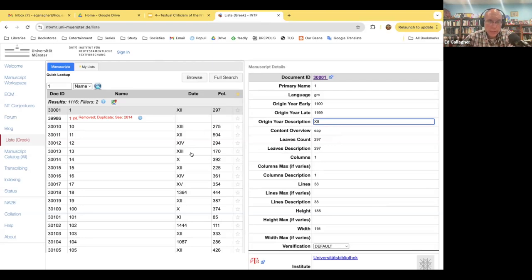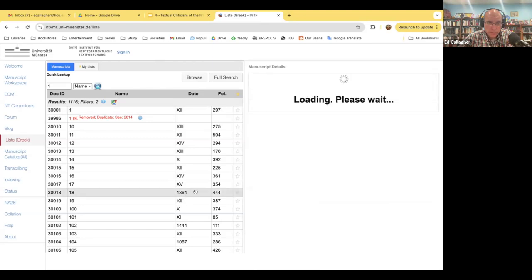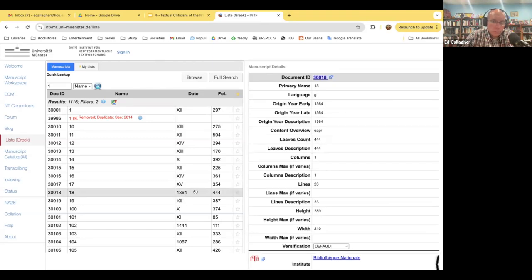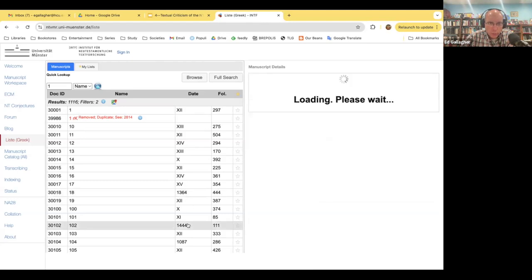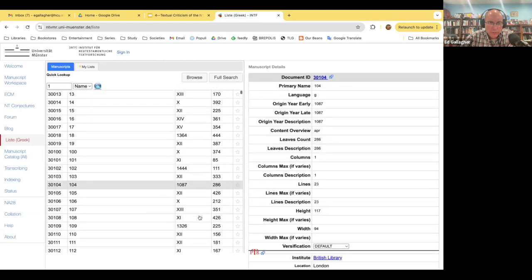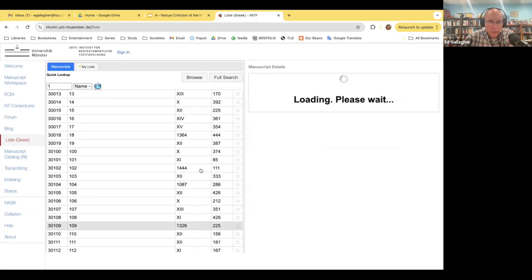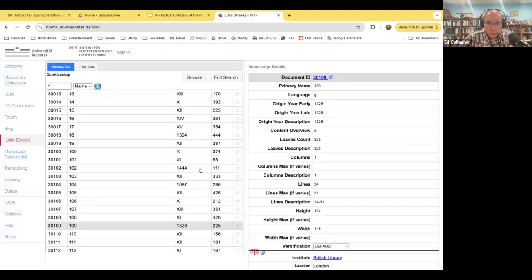And these get pretty late. We can see some that are pretty specific on the date. This one dates to 1364. So what you've got to assume there is that the manuscript actually has a date written on it, that the scribe wrote the date down. 1444, 1087. These are dated to 1326, but most of them are just dated to a century.